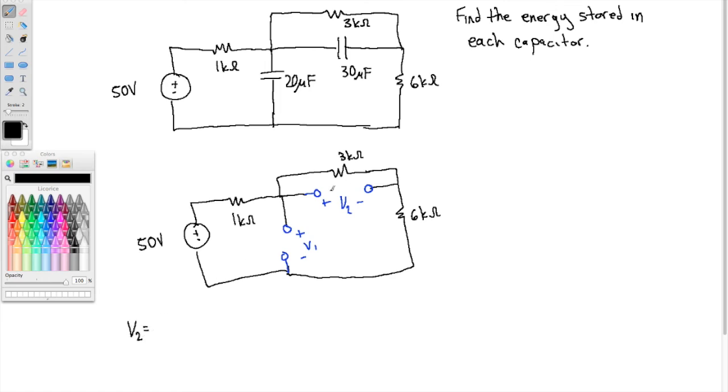To get V2, that's the voltage across the 3 kilo ohm resistor. So from voltage division, we have 50 volts times the resistor whose voltage I want, divided by the sum of those 3 resistors. Okay, so this fraction is 3 over 10 times 50. That's 15 volts.